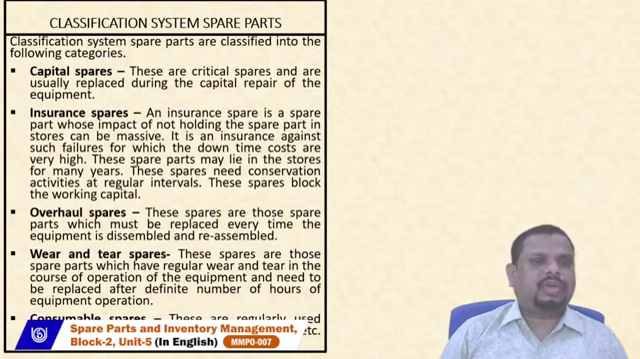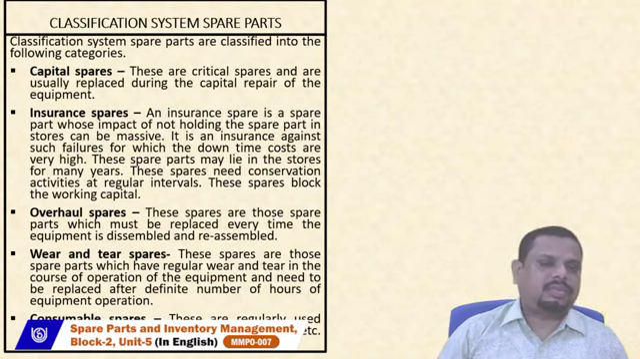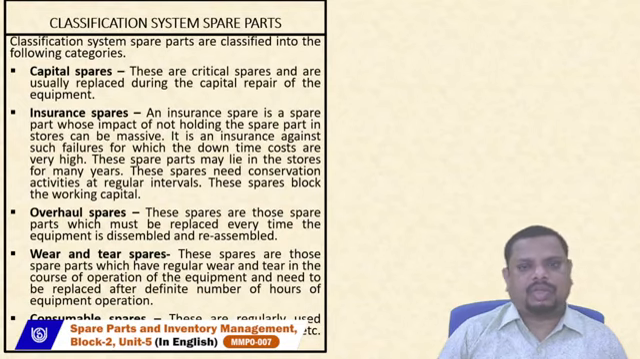So I repeat, the classification system of spare parts has five types. The first one is capital spare. The second one is insurance spares. The third one we have is overhaul spares. The fourth one is wear and tear spares, and the last one is consumable spares.